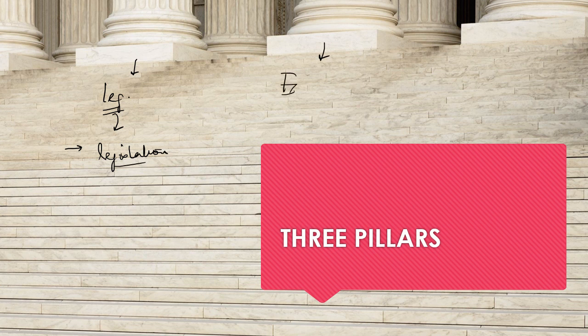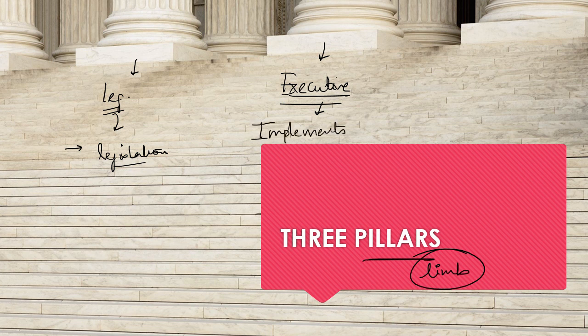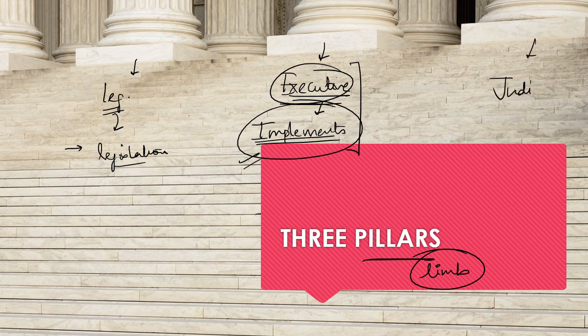Then there is the executive. The executive is another limb. I can call it a pillar, or I can call it a limb. Okay. The executive is basically what implements the legislation. For example, your police officers are a part of the executive. Your bureaucrats are a part of the executive. Everybody who implements is the executive. And then you have the third pillar, which is the judiciary.